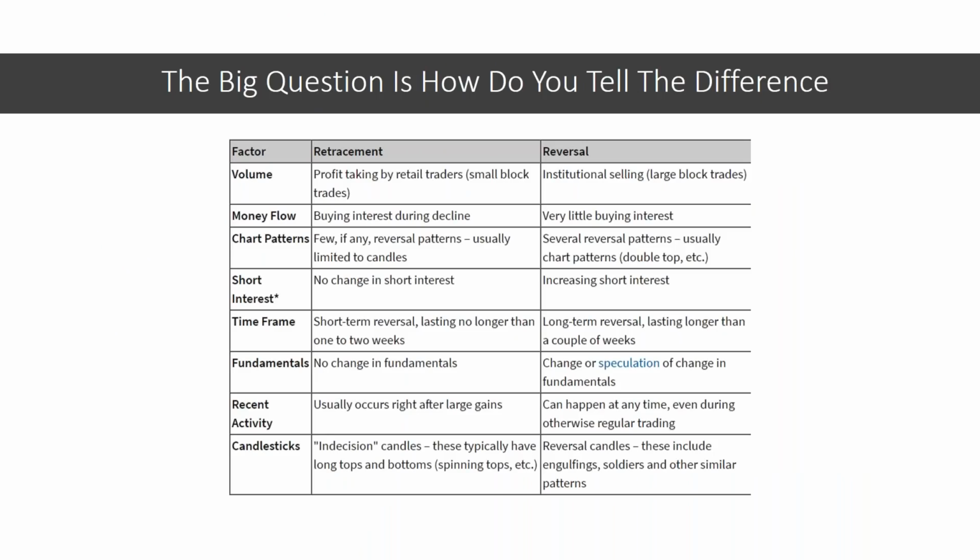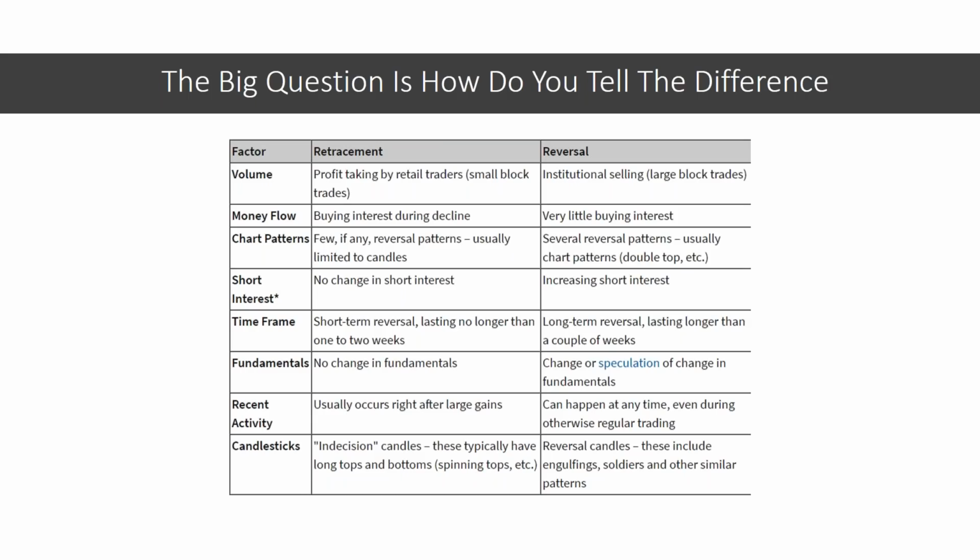Now, there are some general rules of thumb, because everybody seems to want rules. They want definitions. They want to know, how can I tell off the bat that it's a reversal or a retracement? Well, there are some general guidelines, but most of it comes from understanding and looking at a price chart.